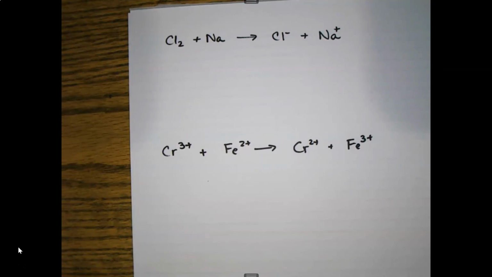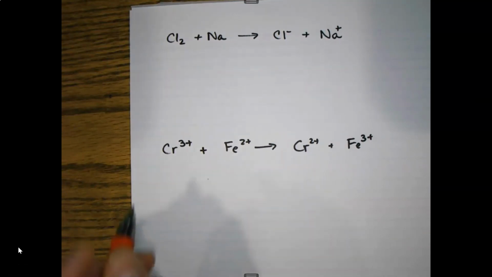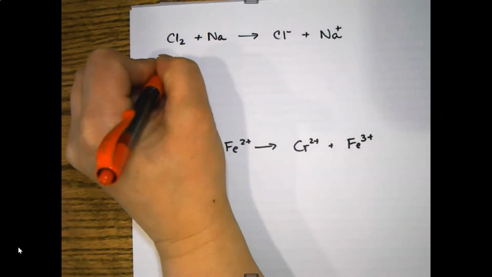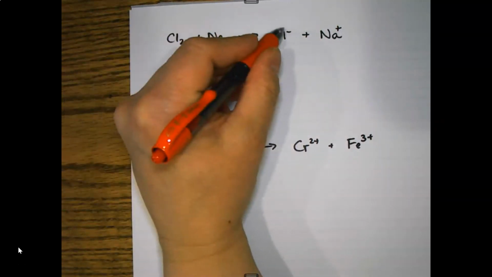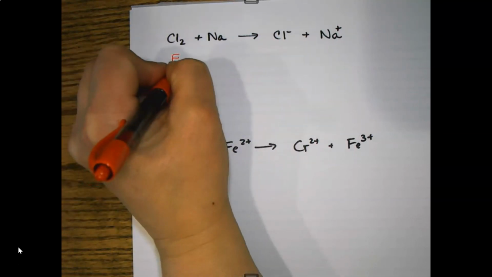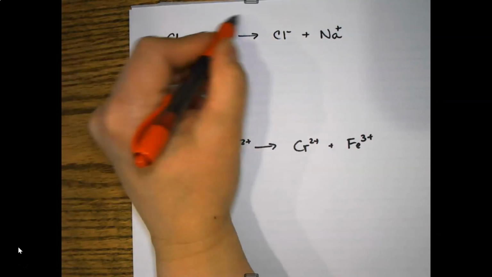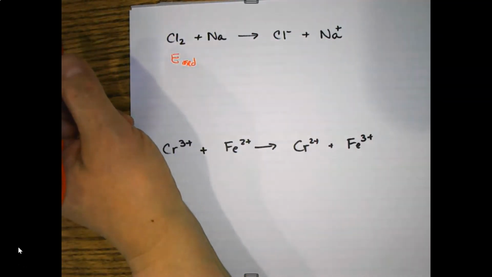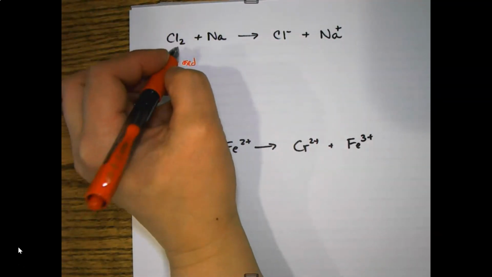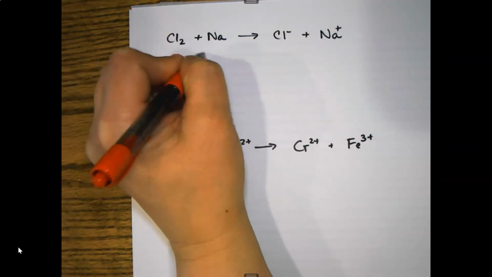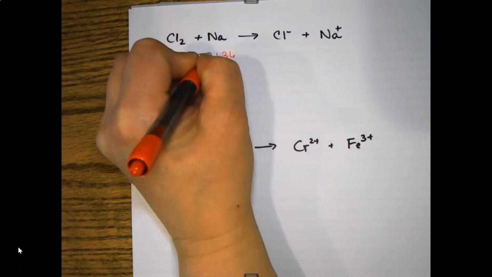Okay, so hopefully you took a moment and started to do those. I've got chlorine gaining electrons. So chlorine is undergoing reduction. Chlorine's gaining electrons, it's undergoing reduction. So the voltage for chlorine, hopefully you found, was 1.36.